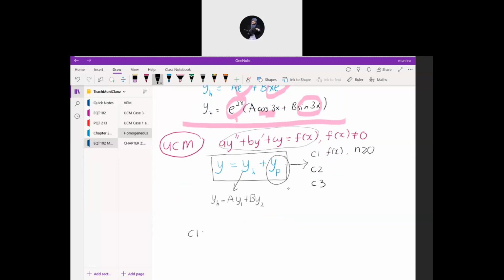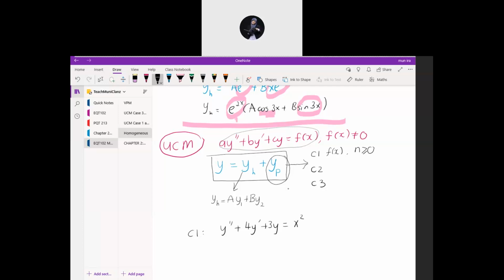Okay, for example, case 1. Let's say you have a question, let me give the question directly. Let's say you have y double prime plus 4y prime plus 3y equals to x square. My question is, can this equation be solved by using UCM? Can or not? Can, madam.